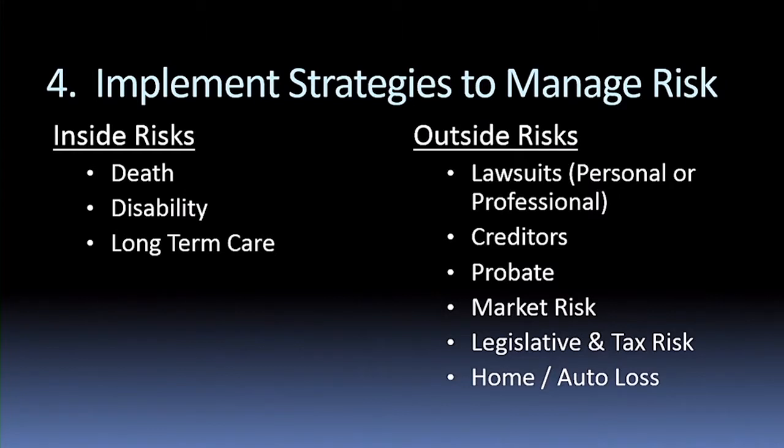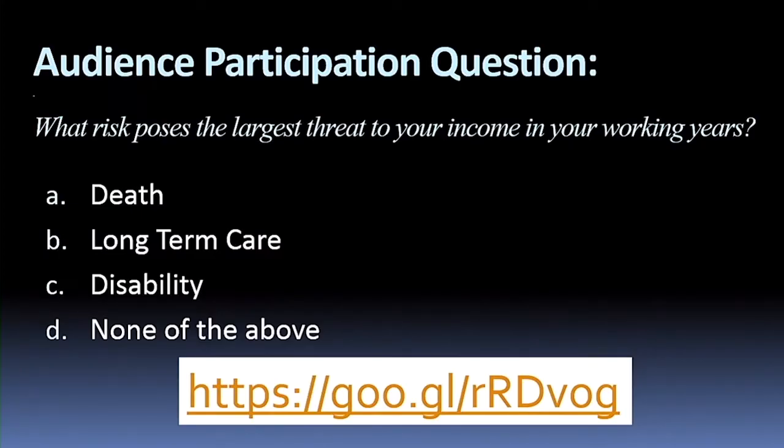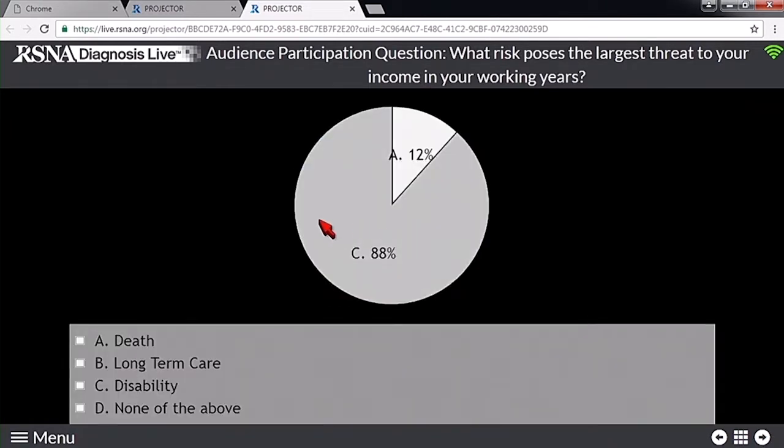Now, implementing strategies to manage risk. I'll start with the inside risk. Once again, it is the risk of something happening to you that could inhibit your ability to earn future income. What risk poses the largest threat to your income in your working years? I'll leave it up for another 5 seconds or so. All right, C. 88% of you were correct.